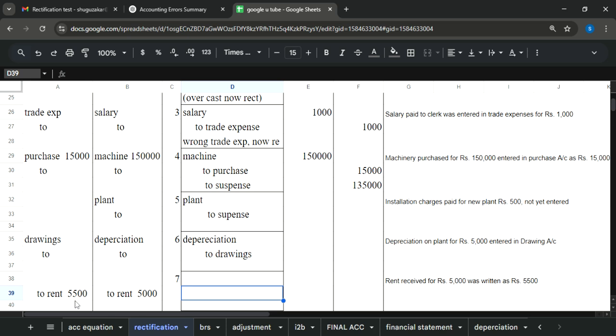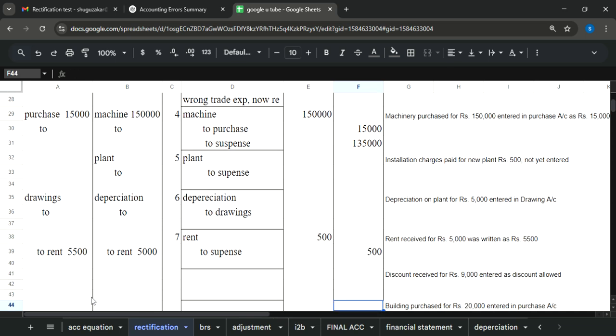Overcast. In overcast you change the position. Rent was written on the credit side. In overcast you will write it on the debit side. Nothing is left to be written on the credit side, so you will enter suspense. So the entry would be rent to suspense. And you know that in undercast and overcast you will always write the difference. The difference of these two amounts is 500. So 500 would be posted over here and 500 would be posted over here. So 7 entries are completed.